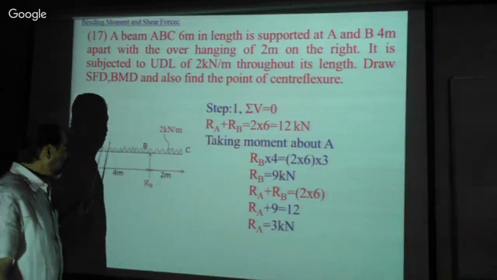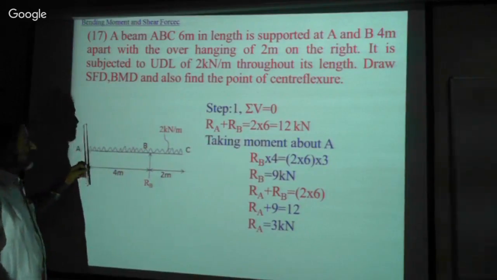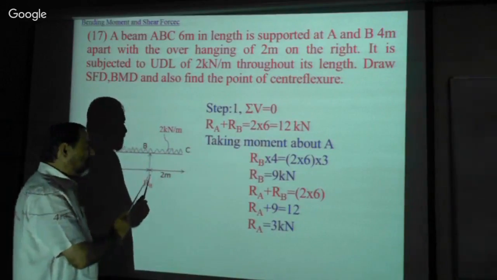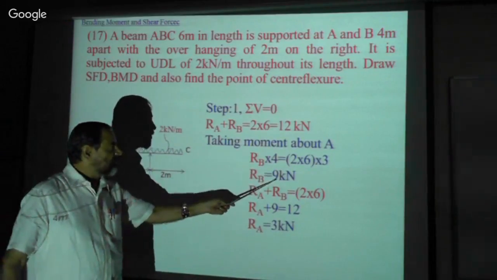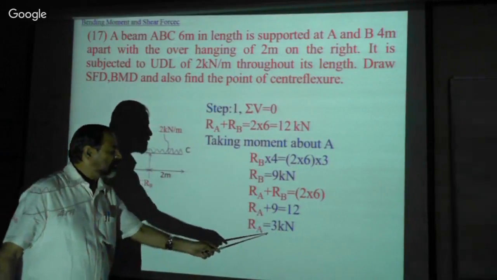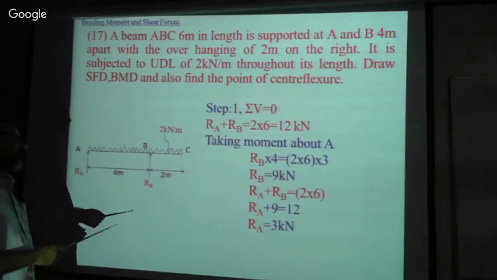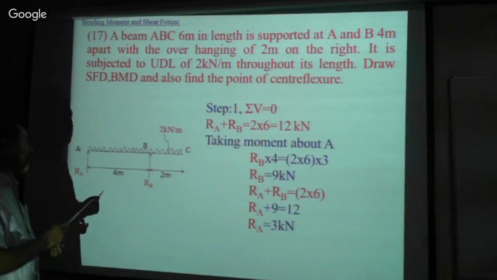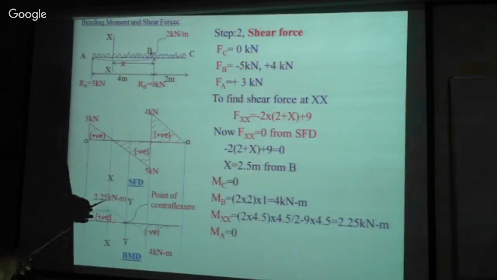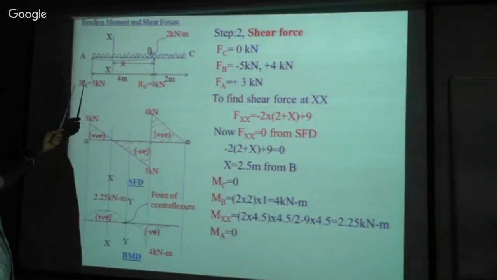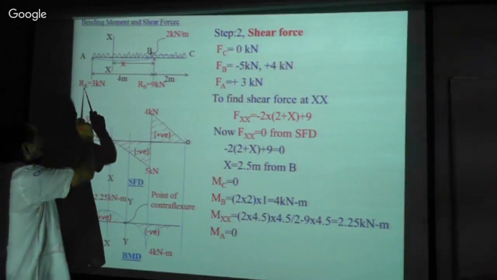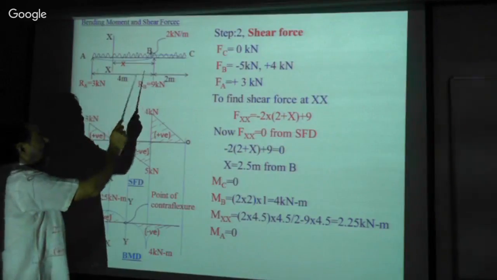This is how we can calculate the reaction. Therefore, RB will get 9 kilonewton. When we get RB equal to 9 kilonewton, we know the total force is 12, so 12 minus 9 gives RA equal to 3 kilonewton. It's a very simple procedure we should follow. After calculating the reactions, RA is equal to 3 kilonewton and RB is equal to 9 kilonewton.